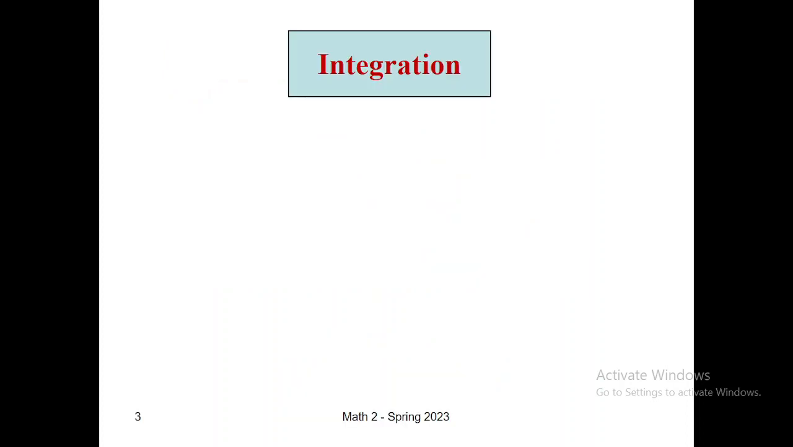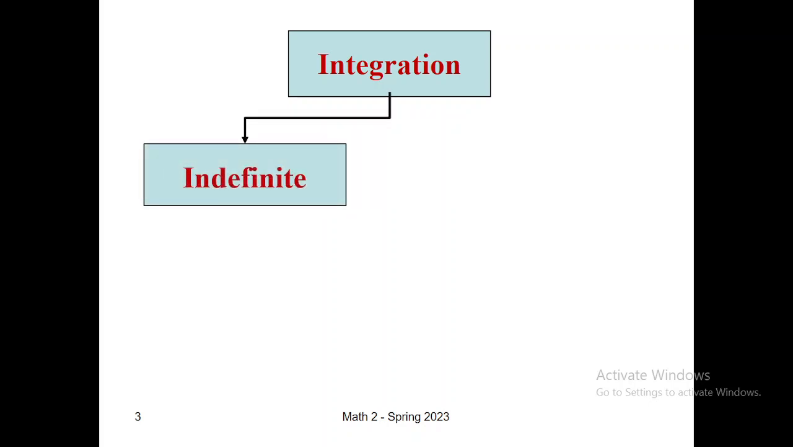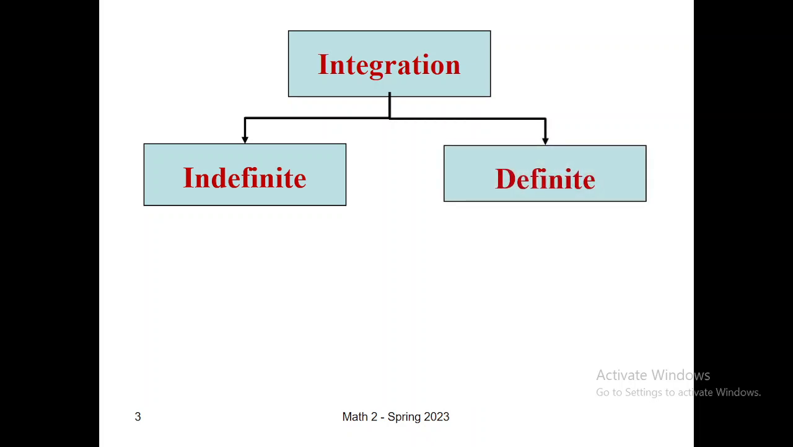So we start by classifying the integration problem into two types. The first type, which is usually called indefinite integration, is simply the inverse operation of differentiation, while the second type, called definite integration, is defined as a limit of a sum. So let's talk about the first type. Indefinite integration is simply the opposite operation of differentiation. It is the inverse of differentiation.